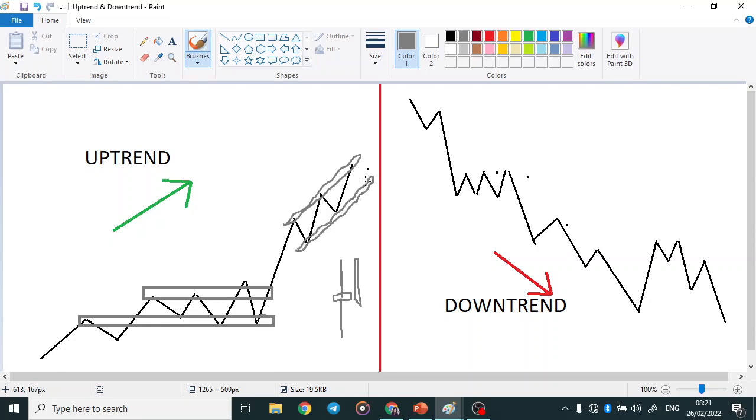But this is something I do not advise people to do. You don't always take support and resistance the way they come. If the market is predominantly going up, like this is an uptrend, right? So this market is going up, you don't look for sell trades.